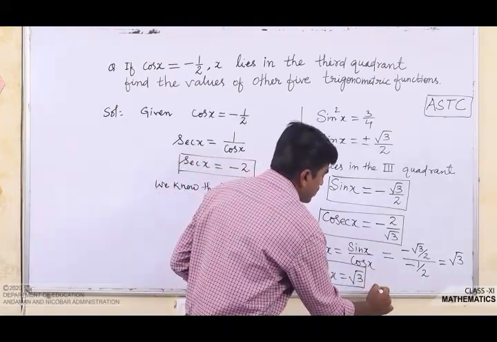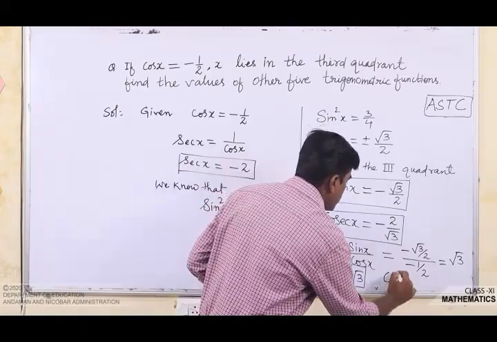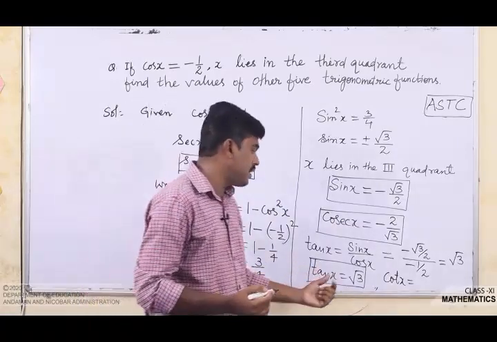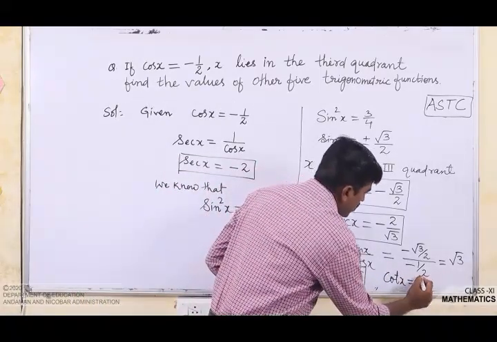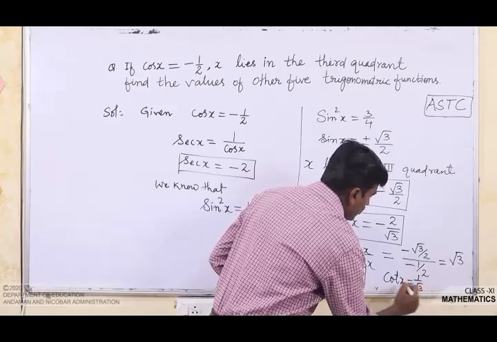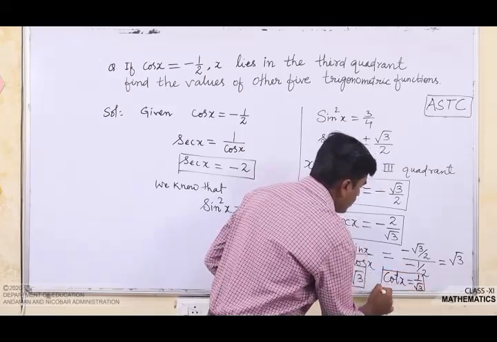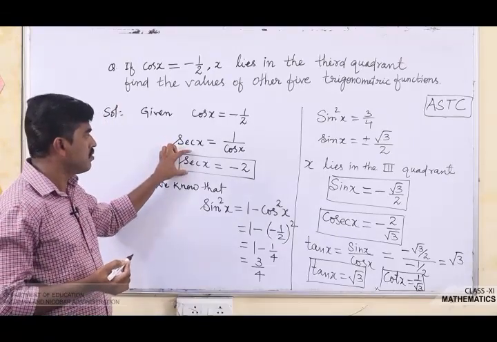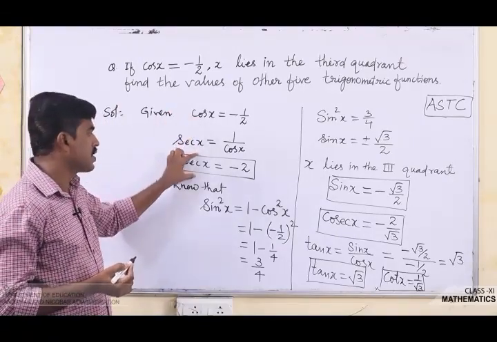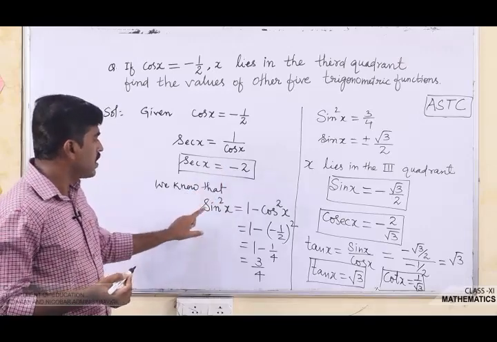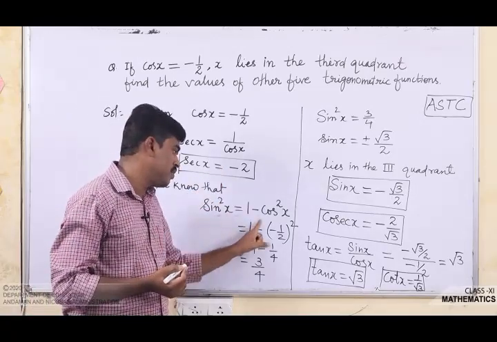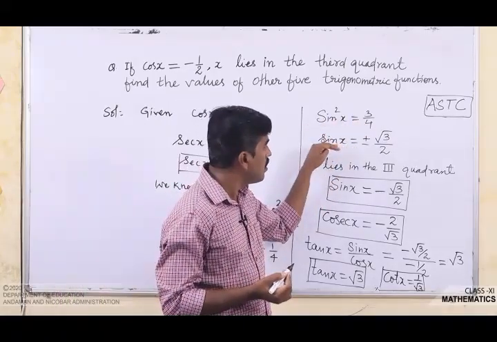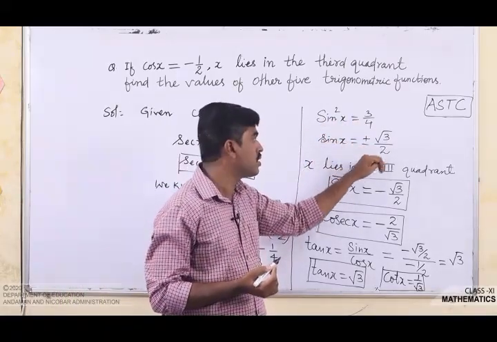And what about cot x? Now we have to find the value of cot x, and we know that cot x is the reciprocal of tan x. So cot x is equal to 1 upon root 3. So we got all the values here. See once again, sec x is the reciprocal of cos x, so sec x is equal to minus 2, and sin square x, we know that sin square x is equal to 1 minus cos square x. In this way we get sin square x equal to 3 by 4 and sin x equal to plus or minus root 3 upon 2.